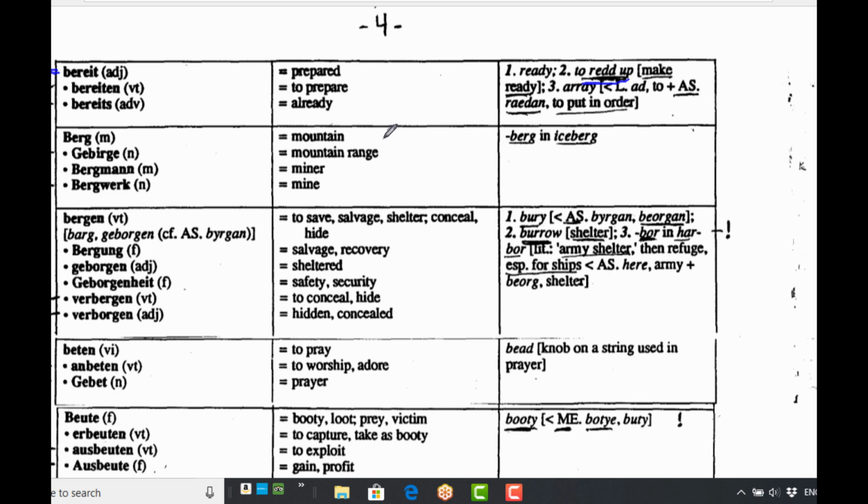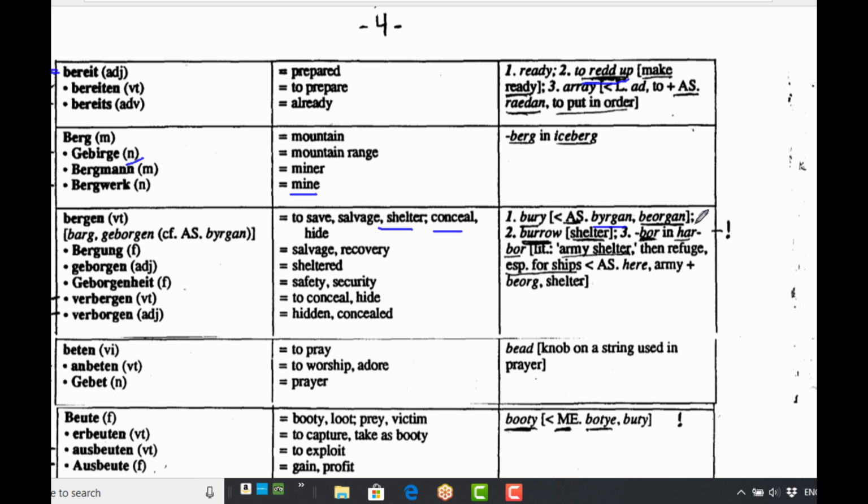Yeah, great. Okay, das Gebirge, and it's neuter because of the Ge- at the beginning there. It's a mountain range, a very common word. And then das Bergwerk, the work in the mountain, or the mine, is actually the name of that in German. Bergen, to salvage, to conceal. And here you have some interesting words. This means bury, apparently comes from the Anglo-Saxon, and they give you the word for the Anglo-Saxon. It's a much earlier stage of English that's influenced English.